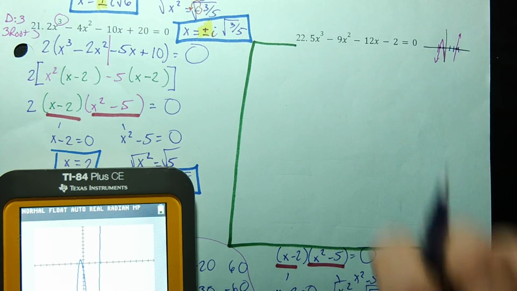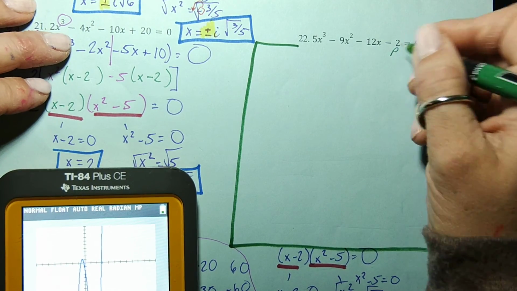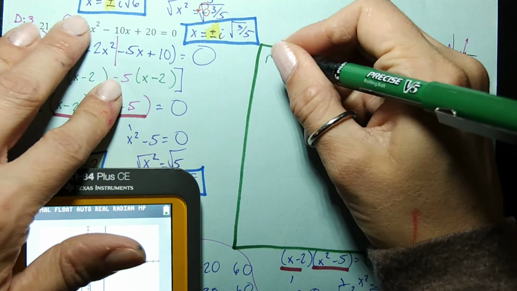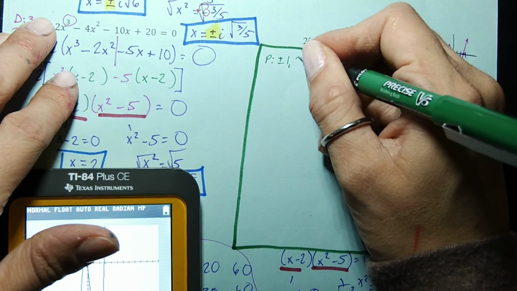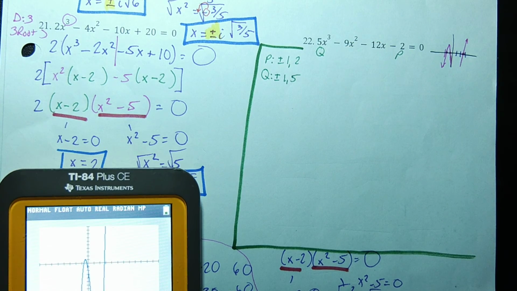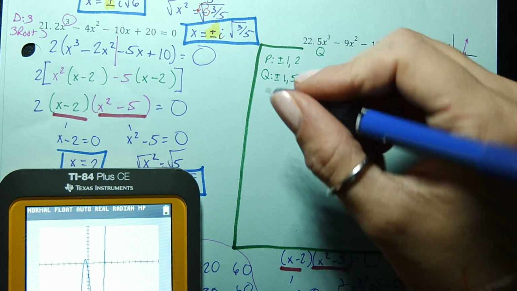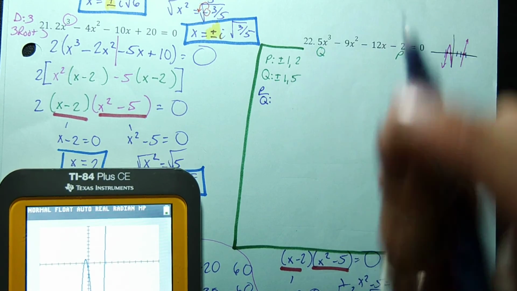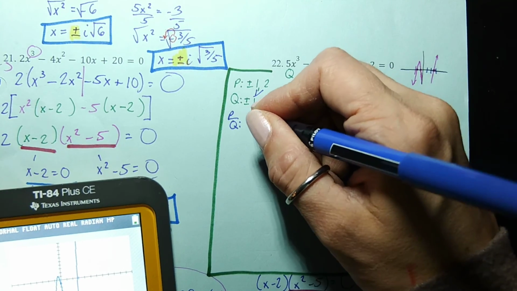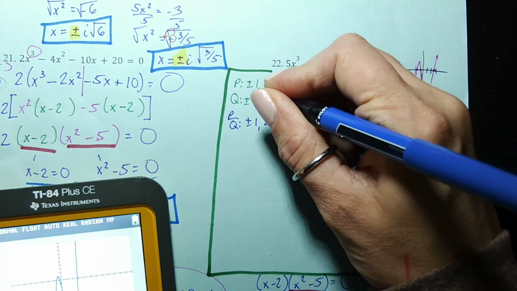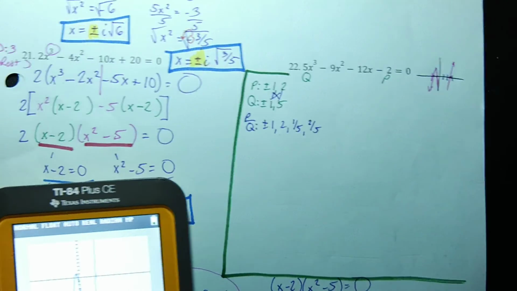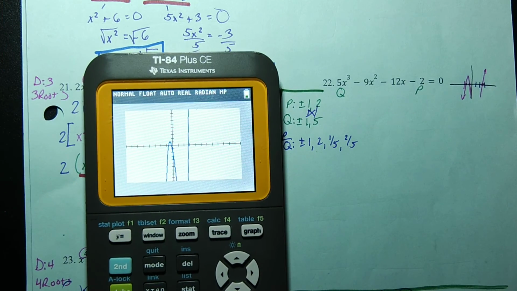P values come from the 2. Q values come from the 5. Got to show this work. P values: plus or minus 1 and 2. Q values are plus or minus 1 and 5. Hey, is 5 halves a P over Q value? No, it is just P divided by Q, not Q divided by P. So 1 divided by 1 is 1. 2 divided by 1 is 2. 1 divided by 5 is 1/5, and 2 divided by 5 is 2/5. I think it's 1/5. Yes, it is 1/5.